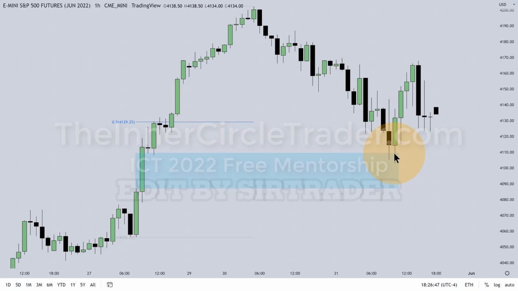Nope, absolutely not. The rectangle is there just to draw special attention for you, the viewer. The fib is just to highlight exactly where equilibrium is. Anything above that level would be considered premium. Anything below it, discount. So we've moved from this high down into a fair value gap and below equilibrium. So we're in a discount.